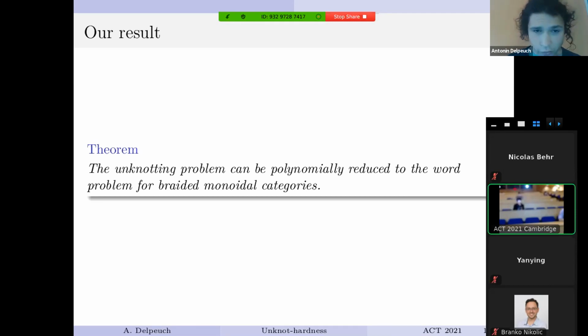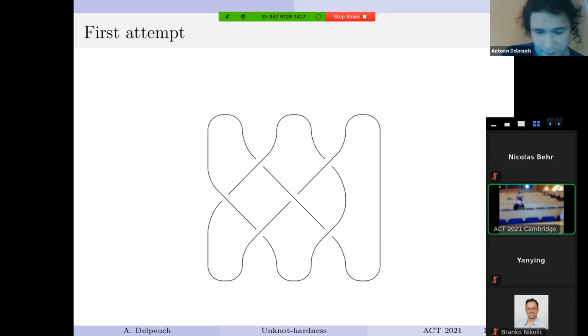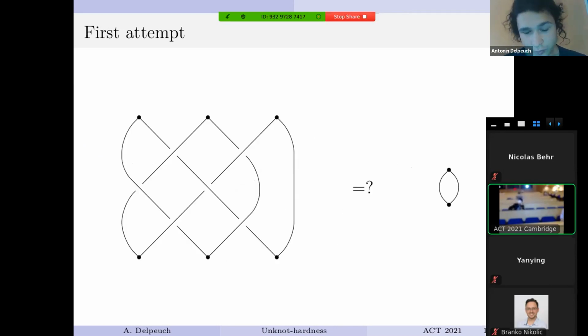Okay, so how do we actually do this? Let's try on an example. You give me a knot like this, and I need to translate it to a braided word problem whose result is the same thing as whether this knot is knotted or not. Because I have caps and cups involved, I can try just replacing them by generators which have the same numbers of inputs and outputs. And now that's a valid braided string diagram, and then I can ask this question here.